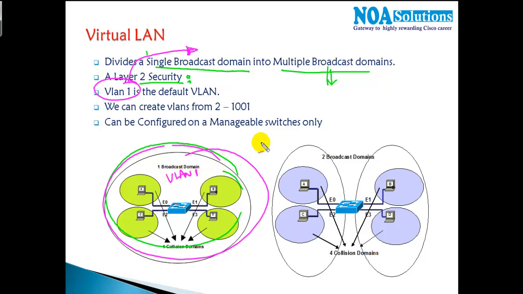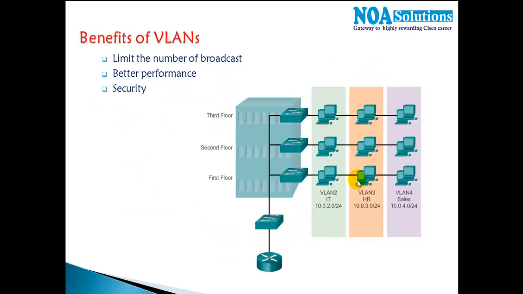But if we want, we can create multiple broadcast domains from 2 to 1001. There is a range of VLANs which we can create. And one more thing, this can be done only on manageable switches, like Cisco manageable switches, because to create and verify the VLANs, we need to get into the command line of the switch, and that is only possible in the case of manageable switches.